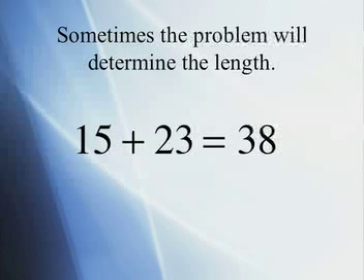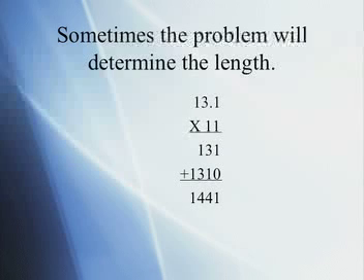In this case, if we're just adding whole numbers, 15 plus 23, we would get 38. There's no need for putting the decimal point and the zeros after it because it's just a whole number problem. Now in this problem, we have 13.1 times 11. And you can see I've done the multiplication part, but I haven't placed my decimal yet.